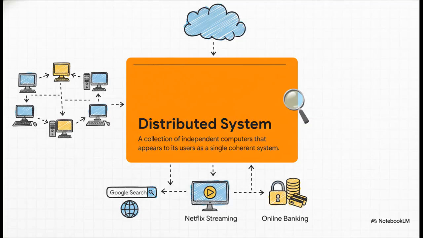So, what is a distributed system? Well, think of it like a huge team of independent computers that all work so closely together that to you, the user, it just looks like one single coherent, super powerful machine. Google's search engine, Netflix's streaming platform, your online bank, these are all gigantic distributed systems, coordinating thousands of computers behind the scenes to give you a totally seamless experience.